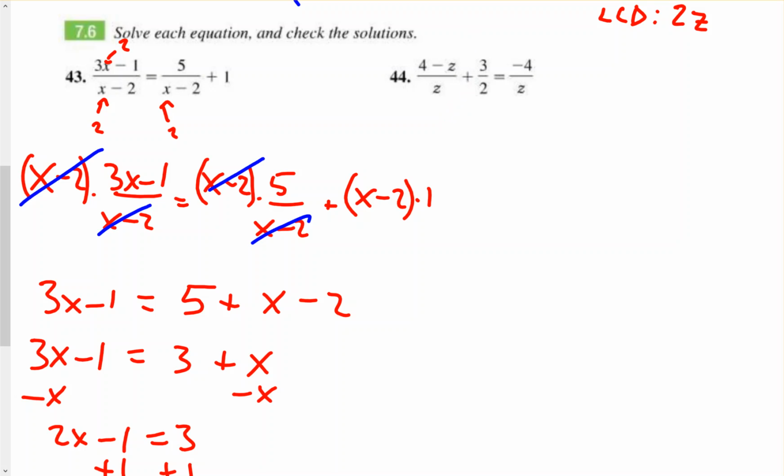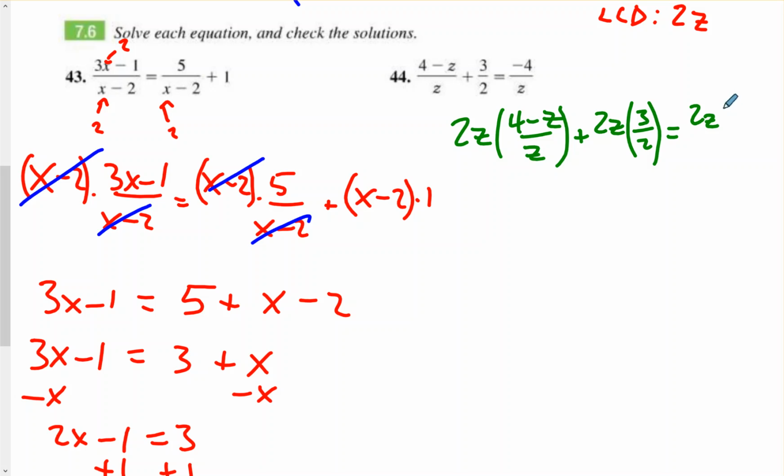So we'll do 2z times 4 minus z over z plus 2z times 3 over 2 equals 2z times negative 4 over z.